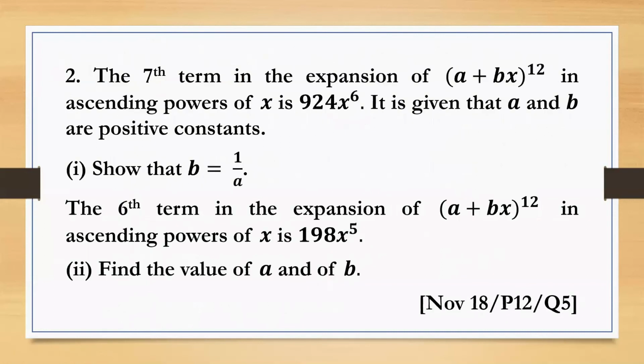Number 2, the seventh term in the expansion of (a plus bx) to the power of 12 in ascending powers of x is 924x power 6. It is given that a and b are positive constants. First part, you need to show that b is equal to 1 over a. Now, the sixth term in the expansion of (a plus bx) to the power of 12 in ascending powers of x is 198x power 5. So using this sentence, you're going to get a second equation, and you will have two equations to solve simultaneously to find the value of a and b.